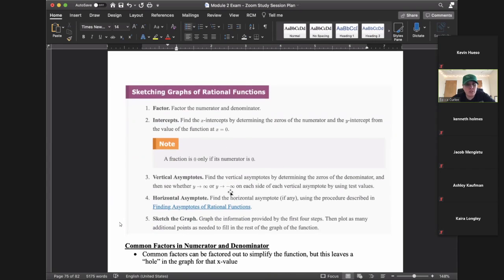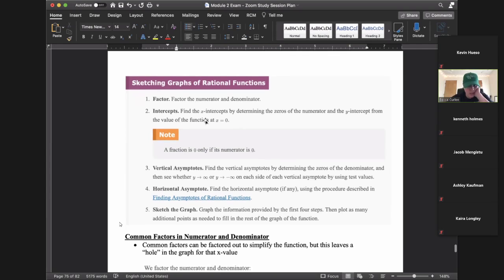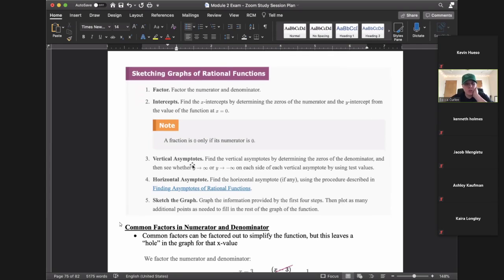All right, sketching graphs of rational functions. The first thing you want to do is factor the numerator and the denominator. You want to find the x-intercepts by determining the zeros of the numerator, and the y-intercept from the value of the function. Just like we talked about, for y-intercepts you set x equal to 0, and for x-intercepts you set y equal to 0. So find the intercepts, find the vertical and horizontal asymptotes, and then sketch the graph.